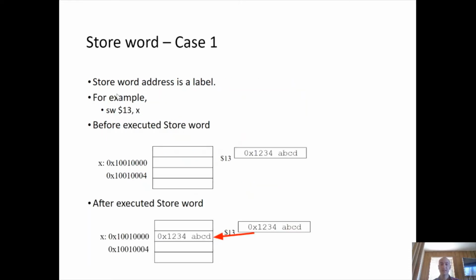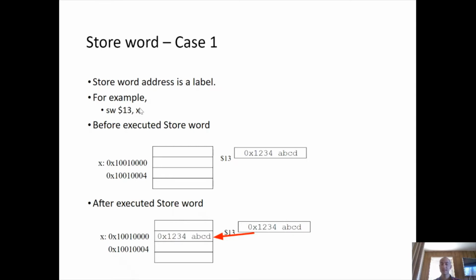The first case is that we are giving a register and a label. The syntax is exactly the same as load word. This label is basically the location where you want to copy the data to in your memory. We have register 13 here. When you are doing a store word, we are copying this data to our memory. Where are we going to copy? This label is going to reference that.